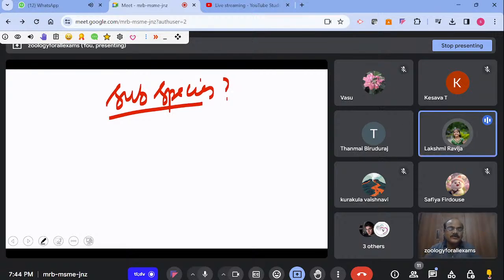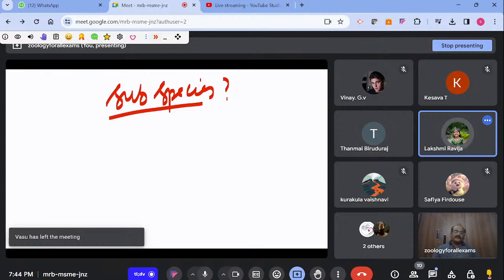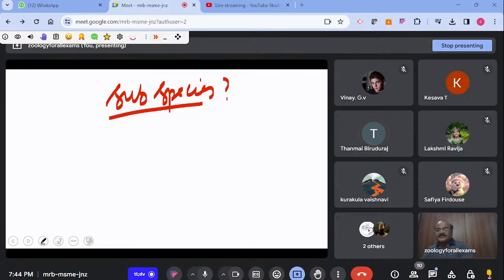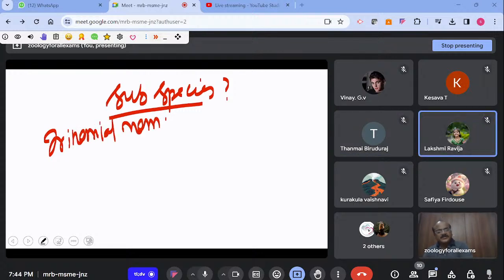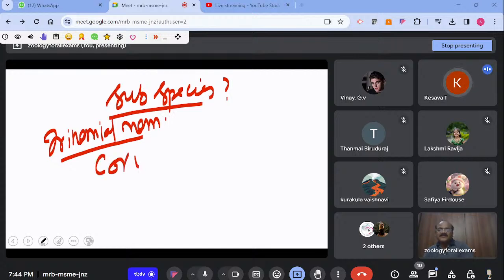Yes, sir. In trinomial nomenclature, subspecies is present, sir. An example of this is Corvus splendens splendens. Excellent. So we come across subspecies in trinomial nomenclature. Humans also: Homo sapiens sapiens, sir. Homo sapiens sapiens. So there is Corvus splendens splendens.